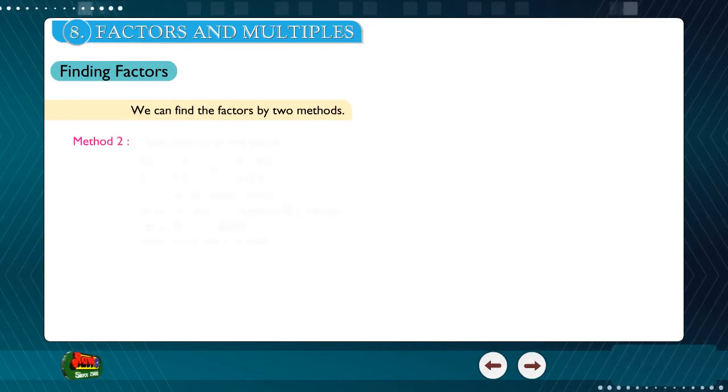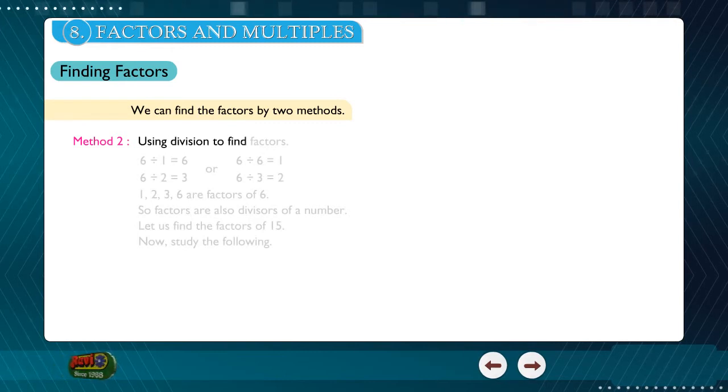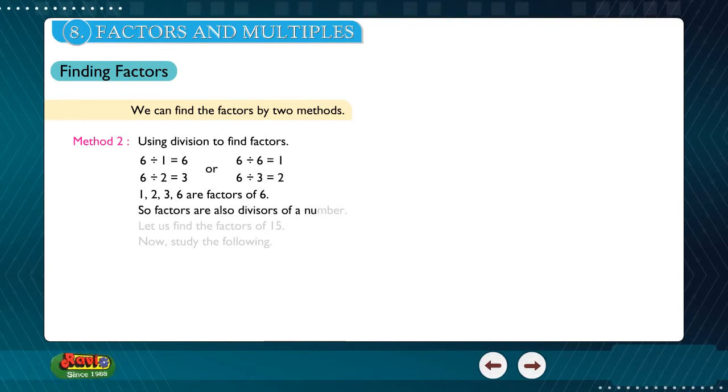Method 2. Using division to find factors. 6 divided by 1 is equal to 6. 6 divided by 2 is equal to 3. Or 6 divided by 6 is equal to 1. 6 divided by 3 is equal to 2. 1, 2, 3, 6 are factors of 6. So, factors are also divisors of a number.